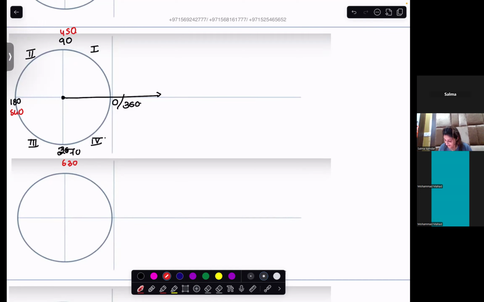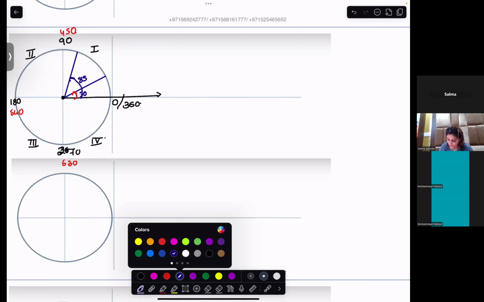Another thing I want to know over here, I'm making this angle over here. Say this is 30. How am I measuring my angle? Which way? This way, right? Now I go over here. I'm saying this is, say, 85. How will I measure the angle? Like this?